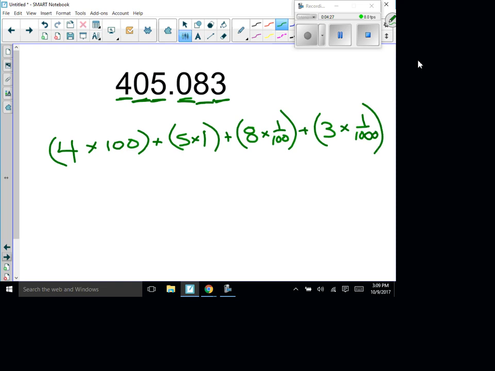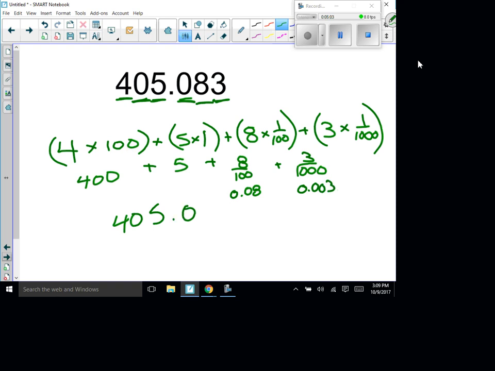Okay, same thing here. If I added all this together and worked it out, it'd be 400 plus 5 plus 8 hundredths plus 3 thousandths. Then we go 405, and then over here, if I change these two decimals, it would be 0.08 and 0.003, it'd be 0.083, just like the top number up there.